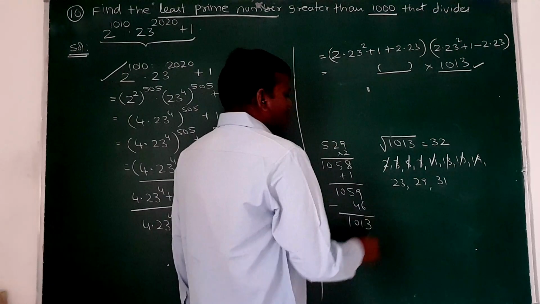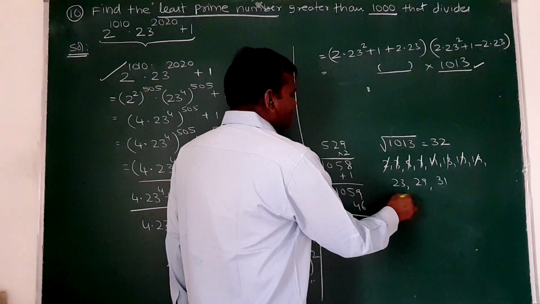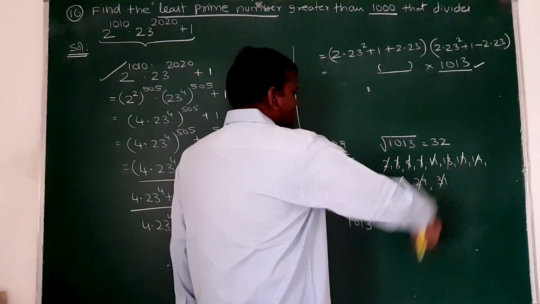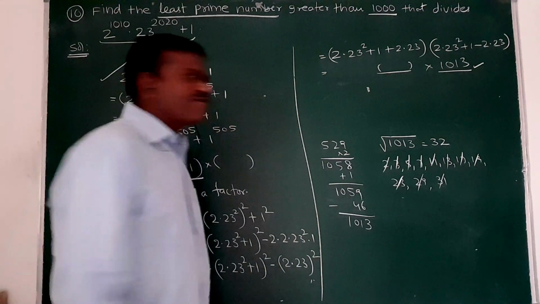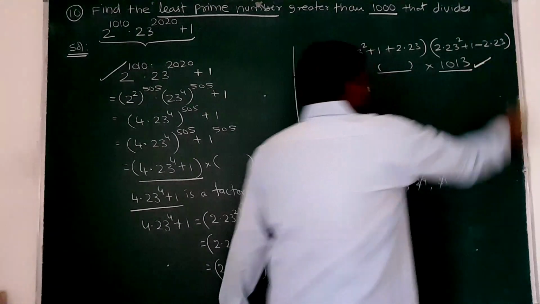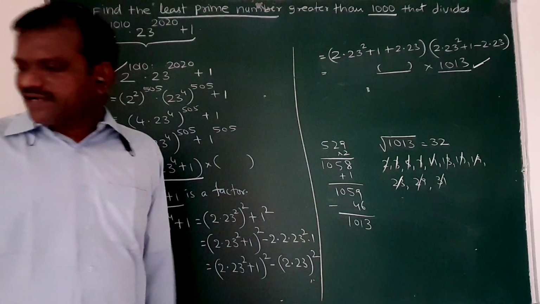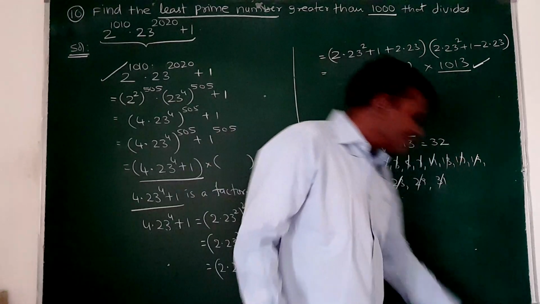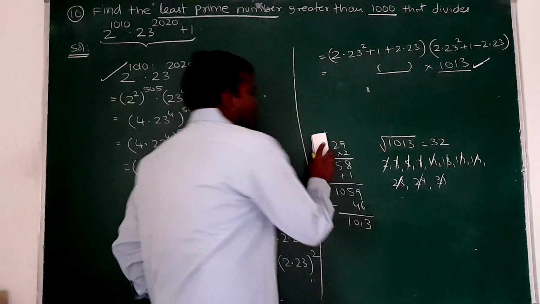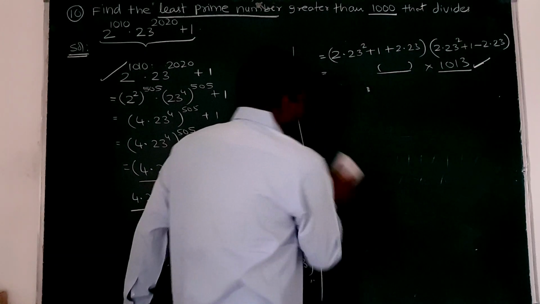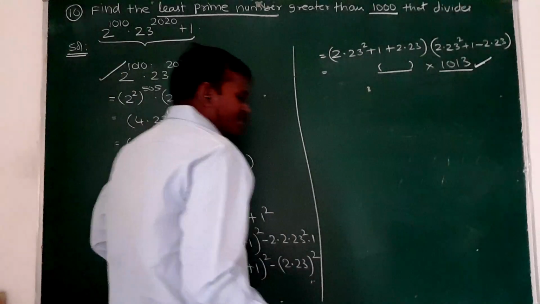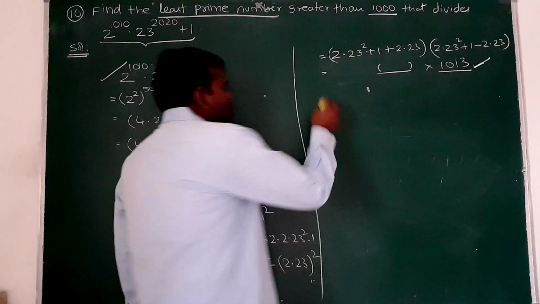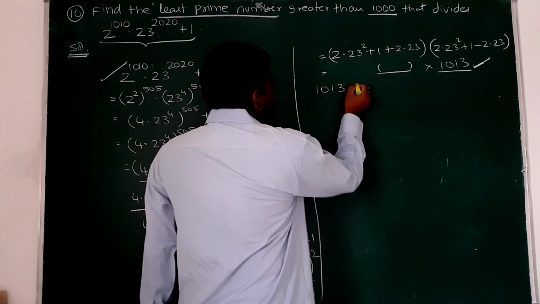23 table: 23 times 4 is 92, that is also not possible here. 29 and 31 also not possible. So 1013 is a prime number, no doubt in it. I want to find the least prime number that is greater than 1000. So this 1013 is greater than 1000. But is there any other prime number below 1013 that could work? I want to check it out. So 1013 is a prime number.